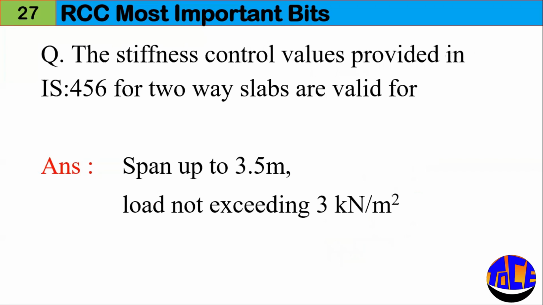Question number 27. The stiffness control values provided in IS 456 for two-way slabs are valid for spans up to 3.5 meters, with load not exceeding 3 kilonewton per meter square. So this is also important. The initial values that we have discussed for two-way slabs are valid for spans up to 3.5 meters and loads within 3 kilonewton per meter square. In case this is exceeded, you have to take the values which are given for one-way slabs.